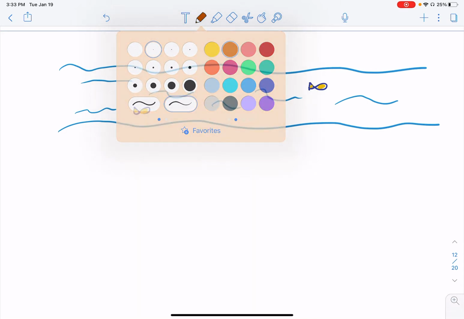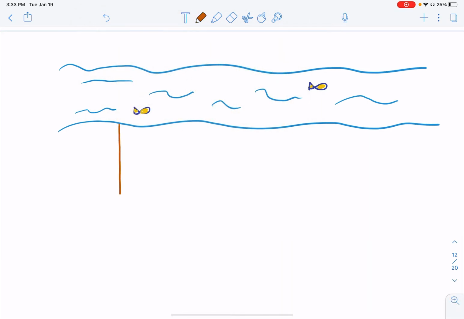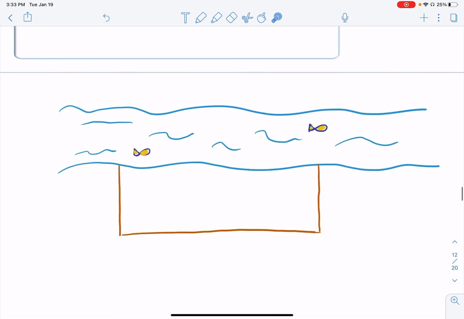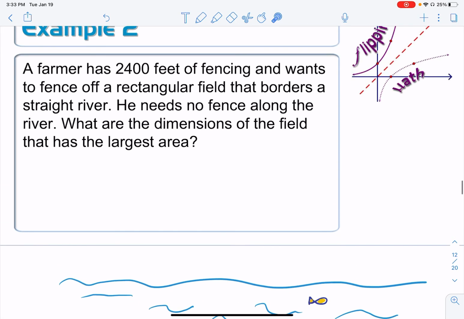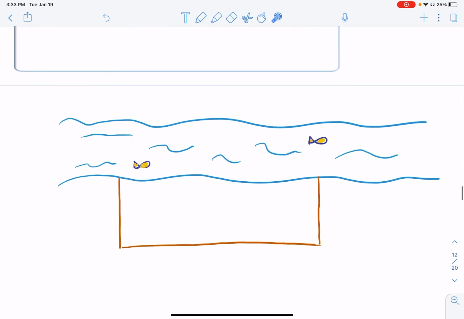Okay, now let's get this fence color going on here. And we only want 3 sides of a rectangle because the 4th side of that rectangle is going to be the river. So imagine, if you will, that there are some cows up in here and they get to sip at the river, maybe even get themselves a little fish. Probably not because they're herbivores. All right. So what else do we have? We have a fence there along the river, and we have a total of 2,400 feet of fence.